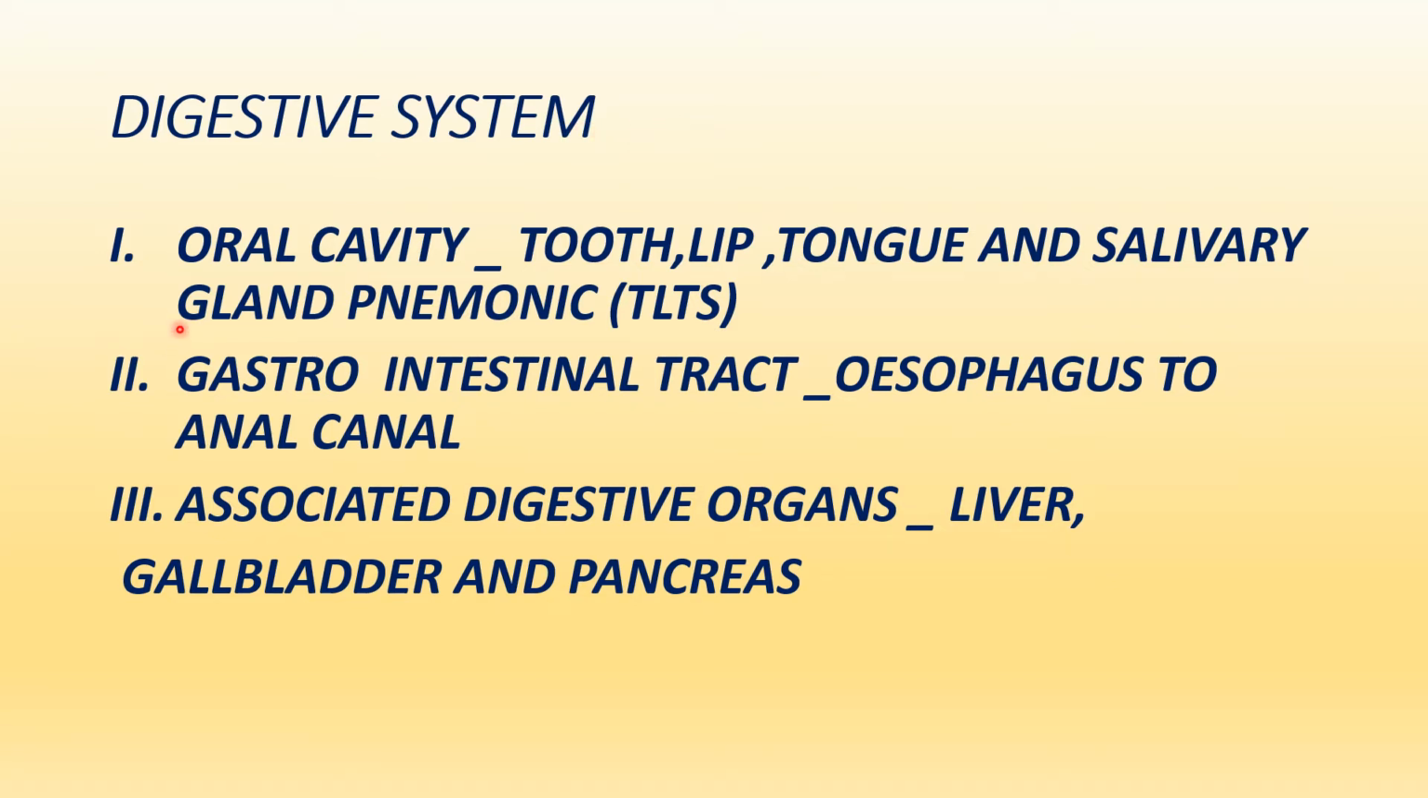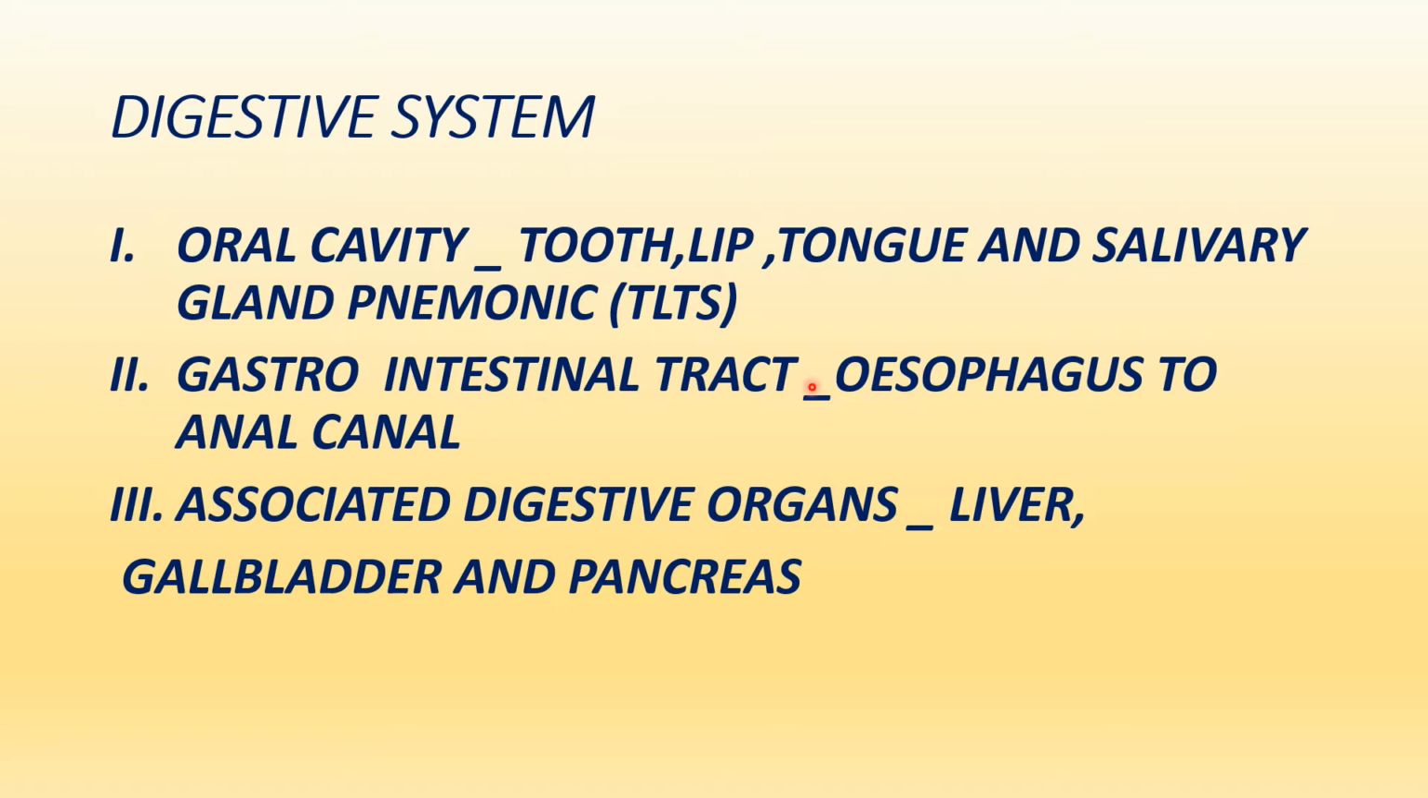And if you see the digestive system, it is divided into three divisions. The first division is the oral cavity. The second division is the gastrointestinal tract. The third division is associated digestive organs. In the oral cavity, it starts from the tooth, lip, tongue and salivary gland. So you can remember the mnemonic TLTS.